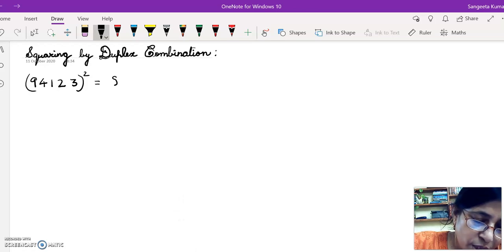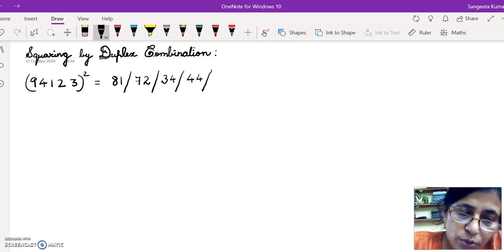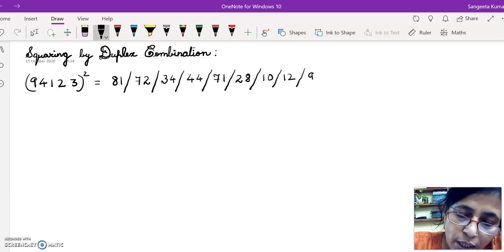So 9 will give me 81. 94 will give me 72. 941 will give me 34. 9412 will give me 44. 94123 will give me 71. 4123 will give me 28. 123 will give me 10. 23 will give me 12, and lastly 3 will give me 9.